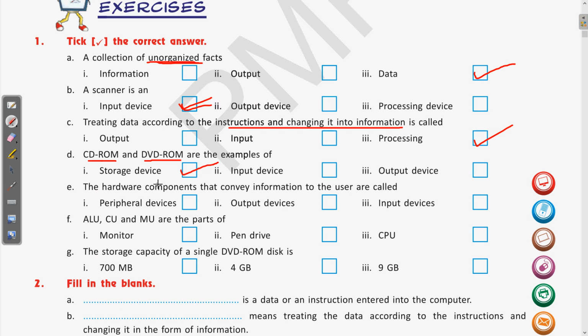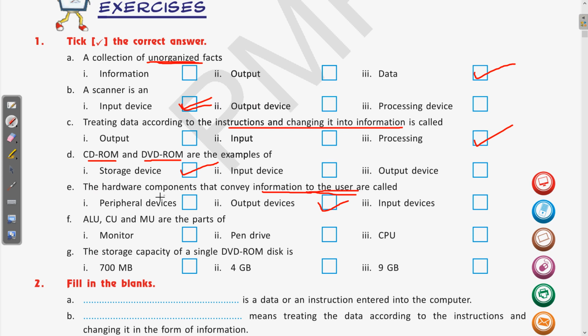Now coming to the next. The next is the hardware components that convey information to the user. Here the words are to the user. Clear? So this way you can see any hardware component which conveys information to the user. To the user means it is giving some output. So all the hardware components that give us some information are called output devices.